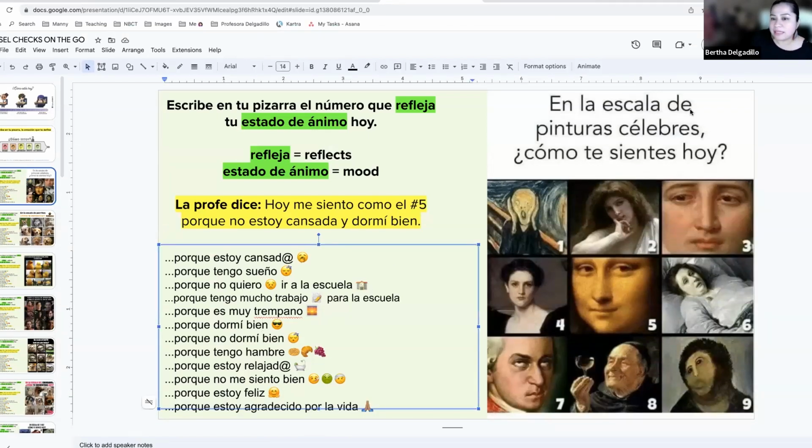I want my students to be able to tell me the why. So they tell me how they feel, and then they tell me why. And with time, you take away the scaffold and they can still write just as much.